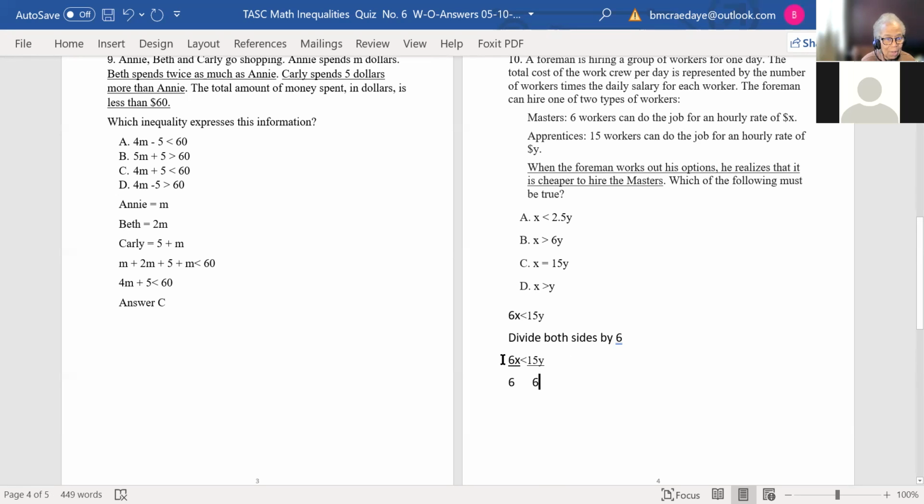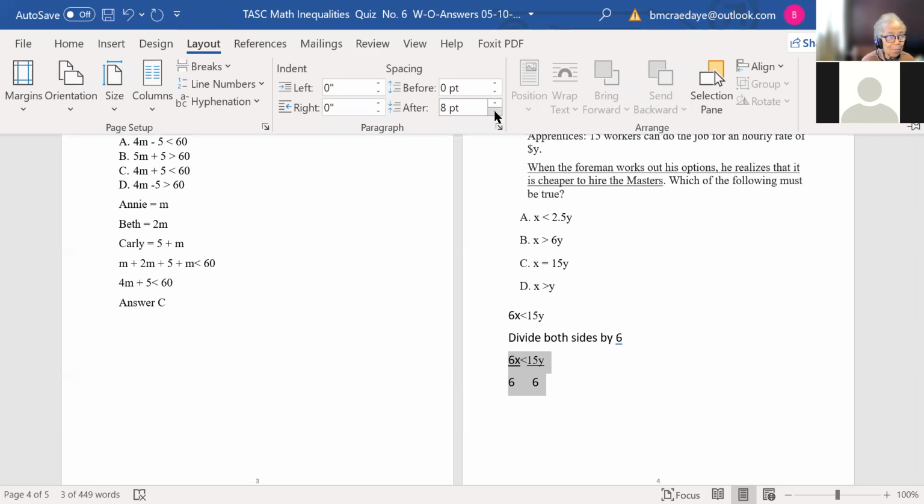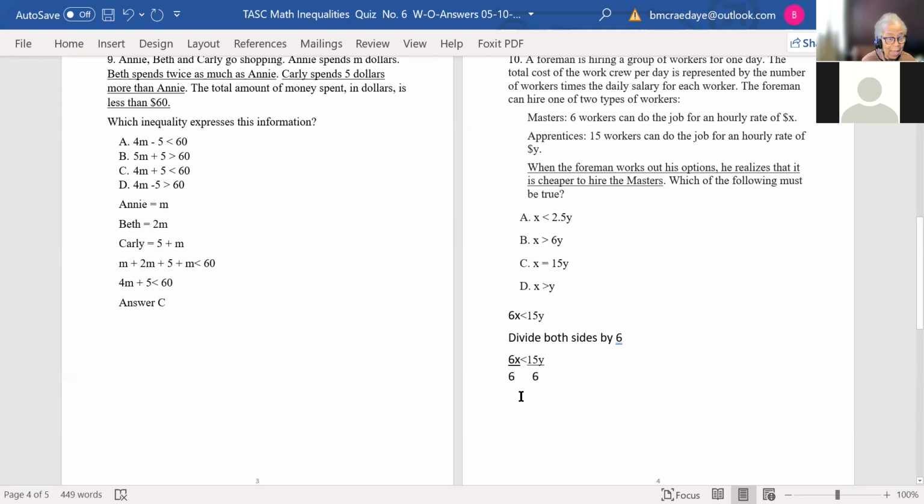Now, what's 6x divided by 6, Maureen? 1 or x. That's right. Well, 1x or x, right? So 1x. And what do we get when we divide 15 by 6? What do we get? 15 by 6. Okay, 15 by 6 is like, let's see. Divide it out. What do you get? 2.5. That's it. Very good.